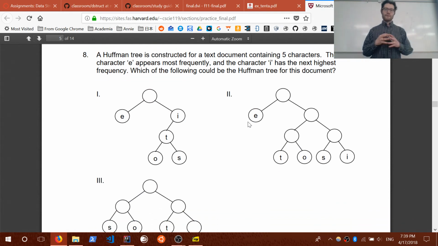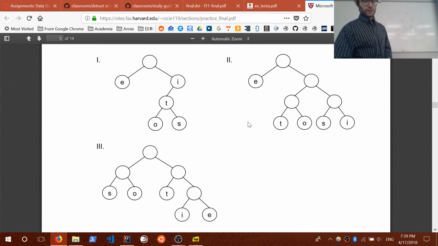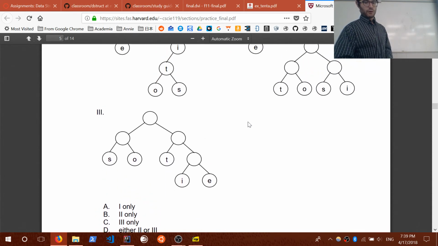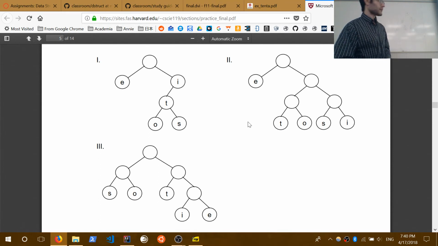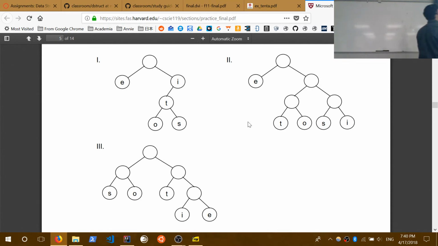All right, so a Huffman tree is constructed for a text document containing 5 characters. The character E appears the most frequently, and the character I has the next highest frequency. Which of the following could be a Huffman tree for this document? 1, 2, or 3, right? 1 only, 2 only, 3 only, either 2 or 3, or none of these.